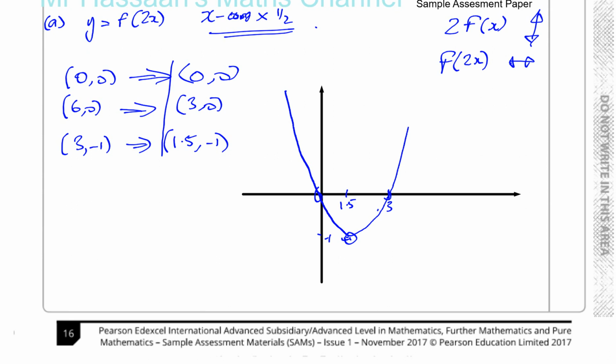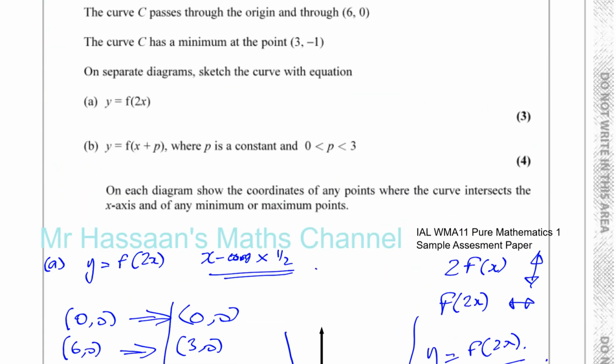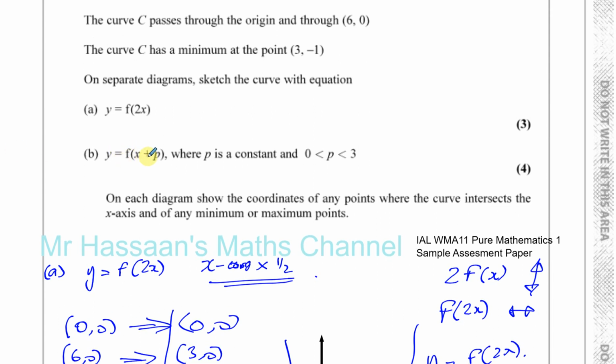Okay, I suppose that will do. So that's y equals f of 2x. And there we have part A. Now part B says y equals f(x plus p), where p is a constant and p is between 0 and 3.